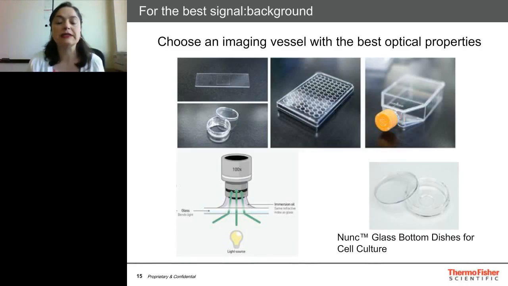And some ones I really like to use are these little round ones that you see. So they're plastic, which makes it easier to handle, but then they have a glass bottom in them, and you can see that those ones are quite handy.